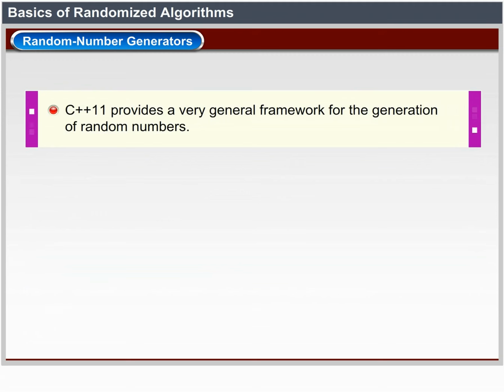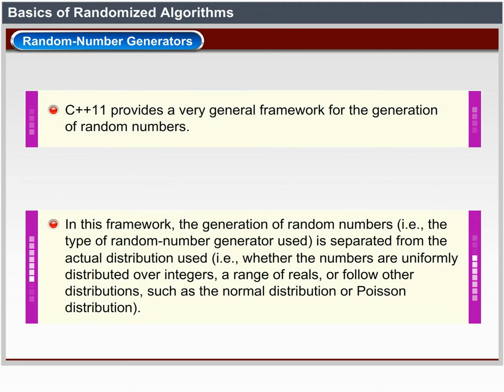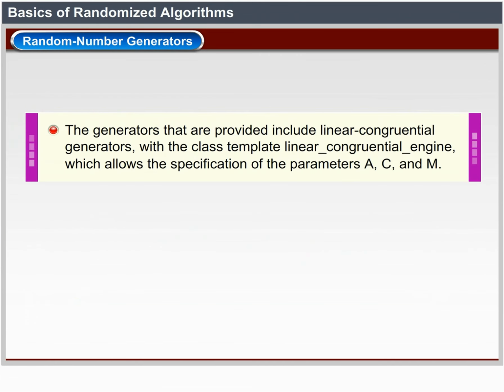C++11 provides a very general framework for the generation of random numbers. In this framework, the generation of random numbers, that is, the type of random number generator used, is separated from the actual distribution used. That is, whether the numbers are uniformly distributed over integers, a range of reals, or follow other distributions, such as the normal distribution or Poisson distribution. The generators that are provided include linear congruential generators with the class template linear_congruential_engine, which allows the specification of the parameters a, c, and m.